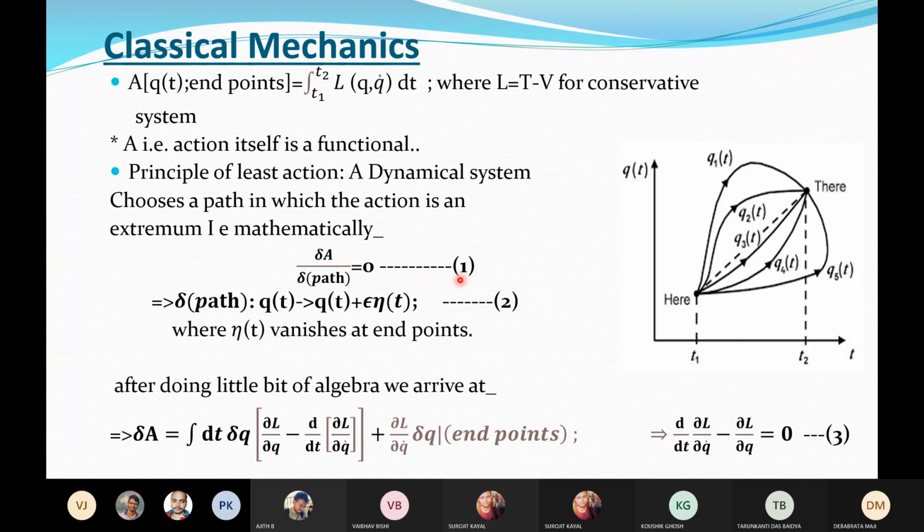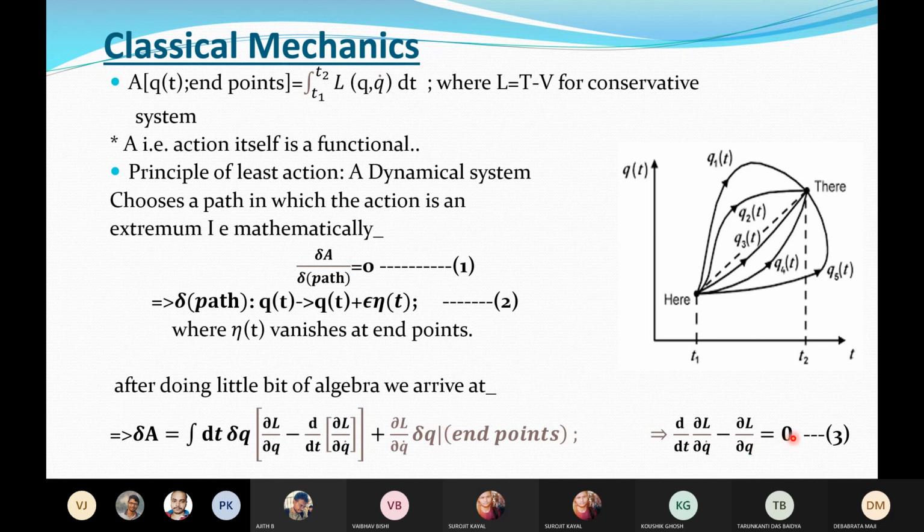What is meant by the variation of path is that we assume some initial function and add some extra function to it, where eta(t) vanishes at the endpoints. We do a variation calculation and we get this equation, and the endpoint terms vanish as the variation is zero at the endpoints, and we arrive at the famous Euler-Lagrange equations in equation 3.